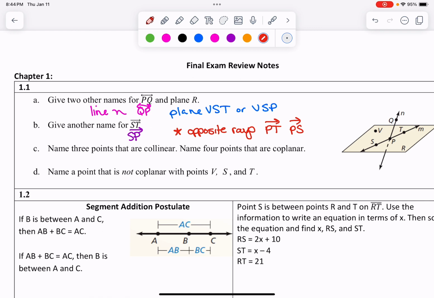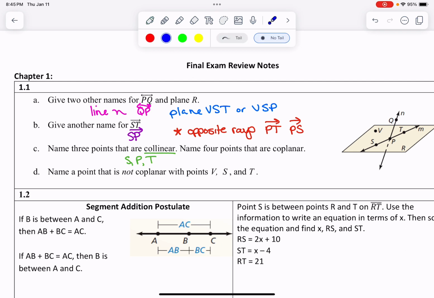Part C says name 3 points that are collinear. Collinear means that they're on the same line. So that would go to our points S, P, and T, which we can use on the same line, but we can't use those in part A to name our plane because it's only 1-dimensional versus 3-dimensional to get that plane figure. So again, our collinear points would be S, P, and T.